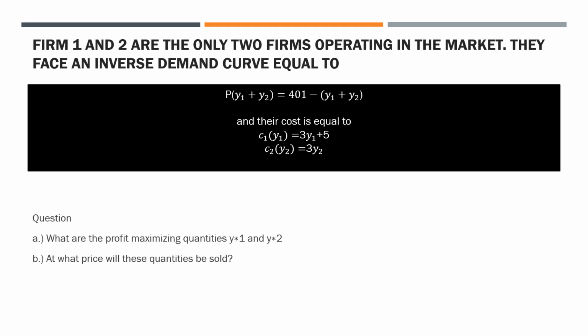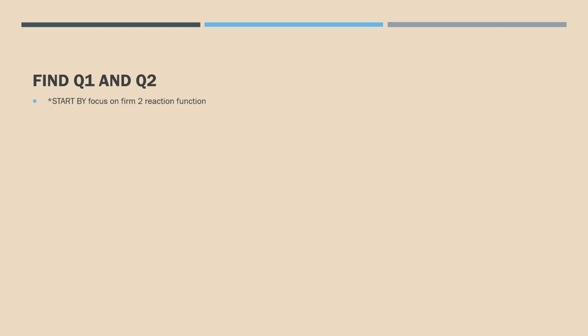So the decision of the first mover determines the decision of the follower. Now let me look at the question. Firm 1 and Firm 2 are the only two firms operating in the market. They face an inverse demand curve, and their cost functions are different. Here we are going to identify the profit-maximizing quantities Y1 and Y2, and the price at which this quantity will be sold. Before we go to the question, the first thing we need to do is focus on Firm 2's reaction function.